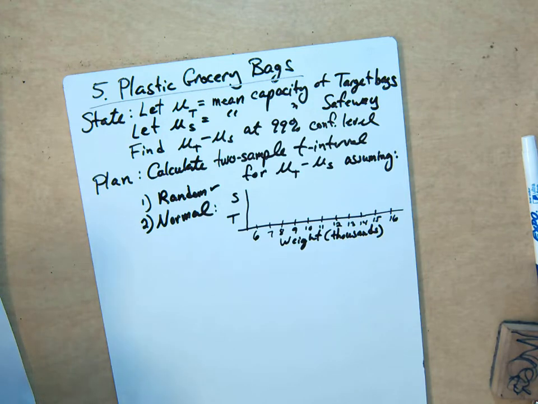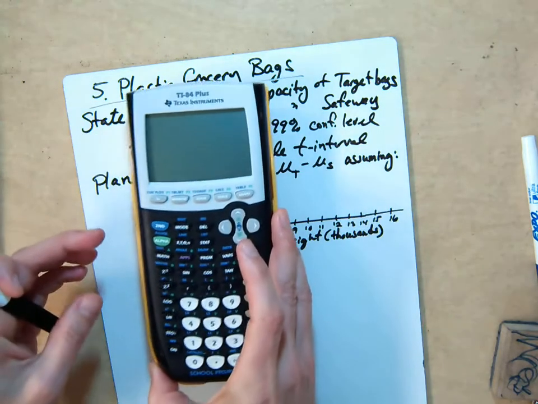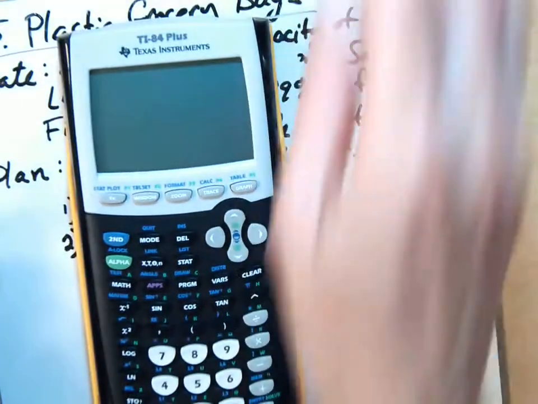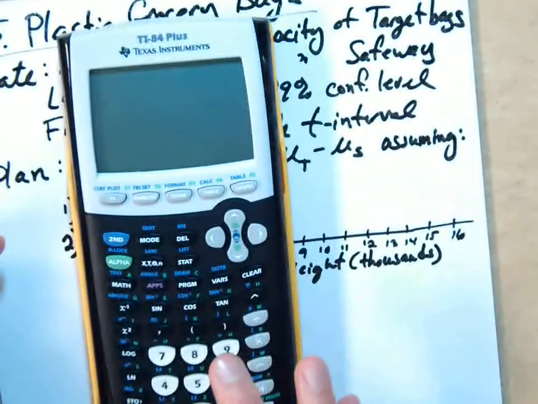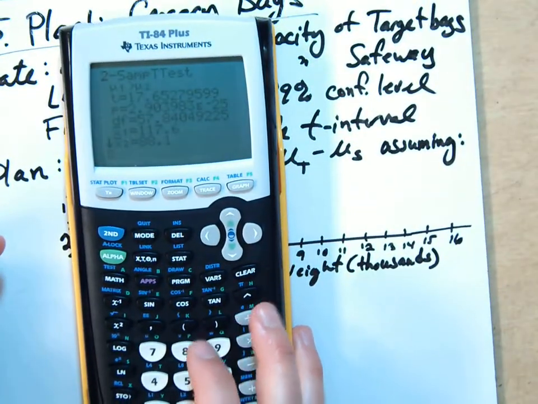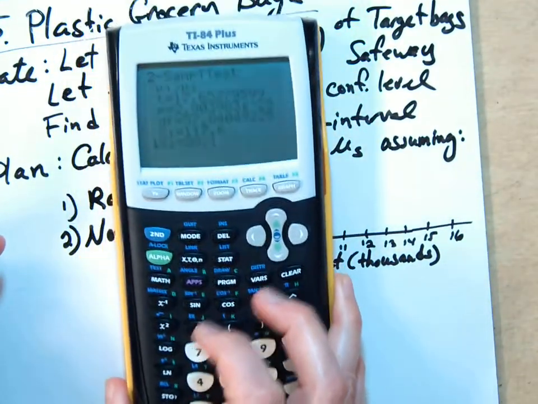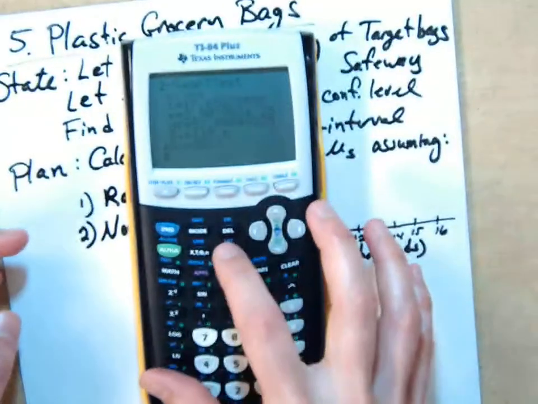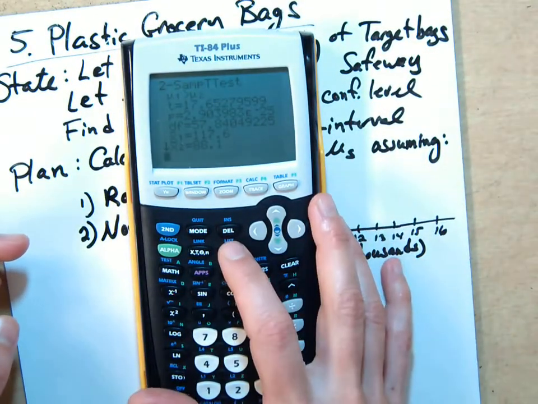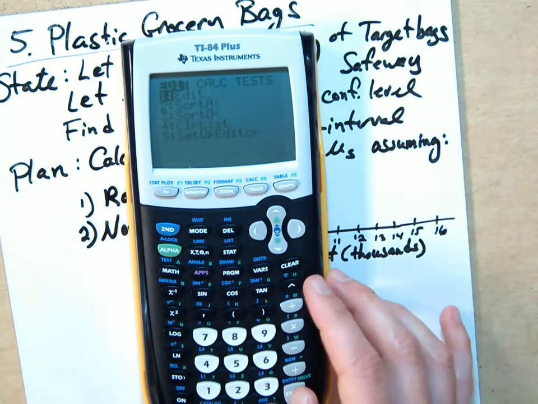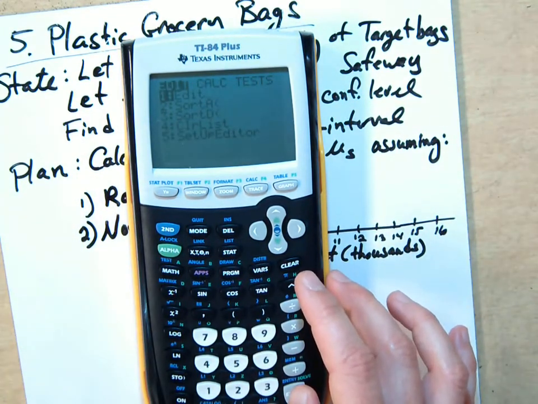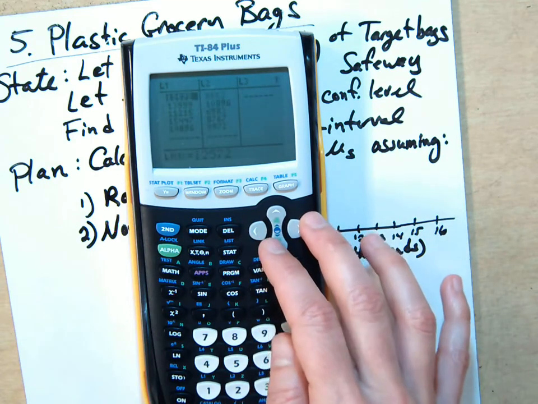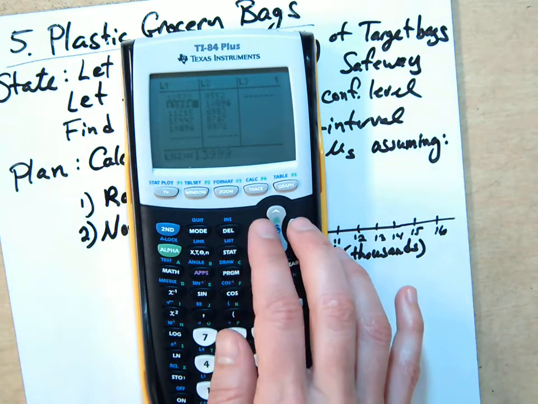So to review, you've entered your data by going to stat and enter for edit, and so your data is in L1 and L2.